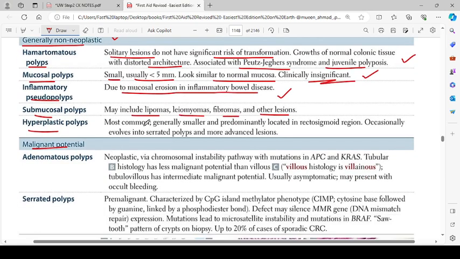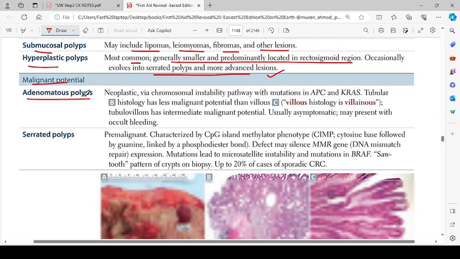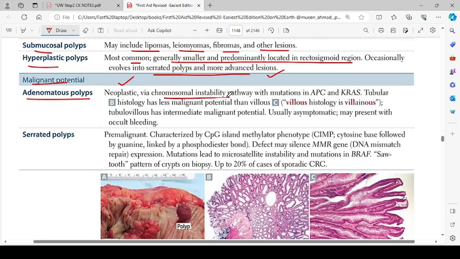And the hyperplastic polyps are the most common, generally smaller and predominantly located in the rectosigmoid region, occasionally evolving into serrated polyps and more advanced lesions. Adenomatous polyps are neoplastic via the chromosomal instability pathway with mutations in APC and KRAS. Tubular histology has less malignant potential than villous. Tubulovillous has intermediate malignant potential, is usually asymptomatic, and may present with occult bleeding.